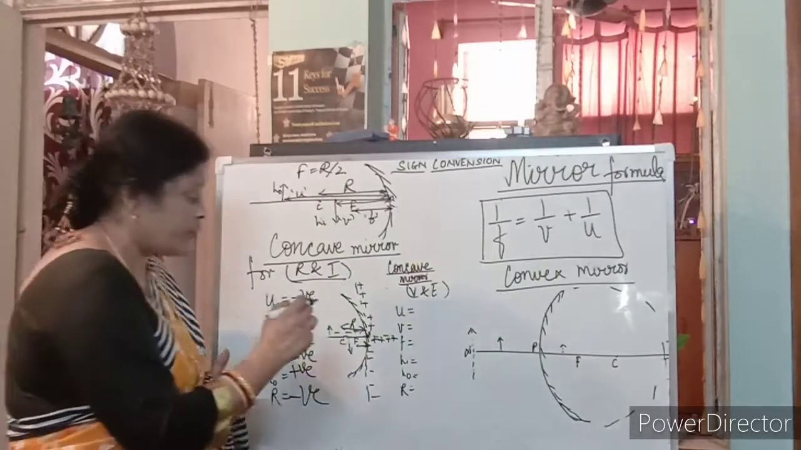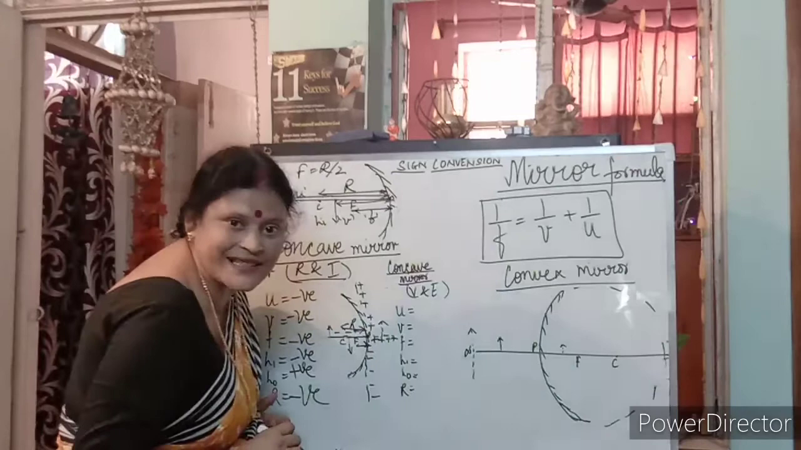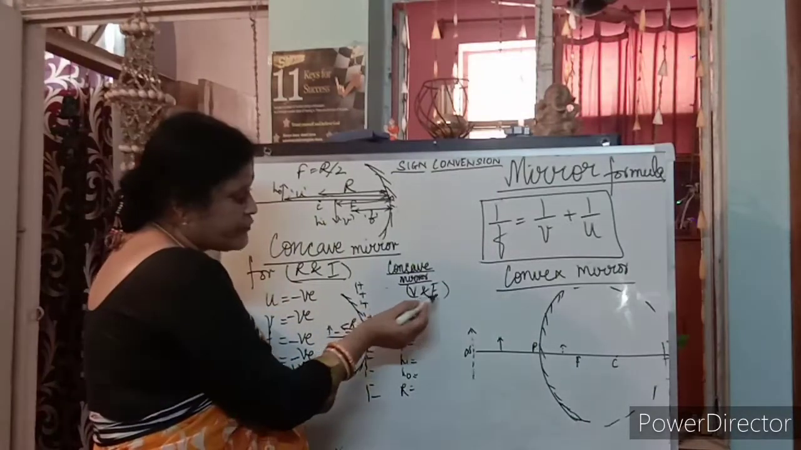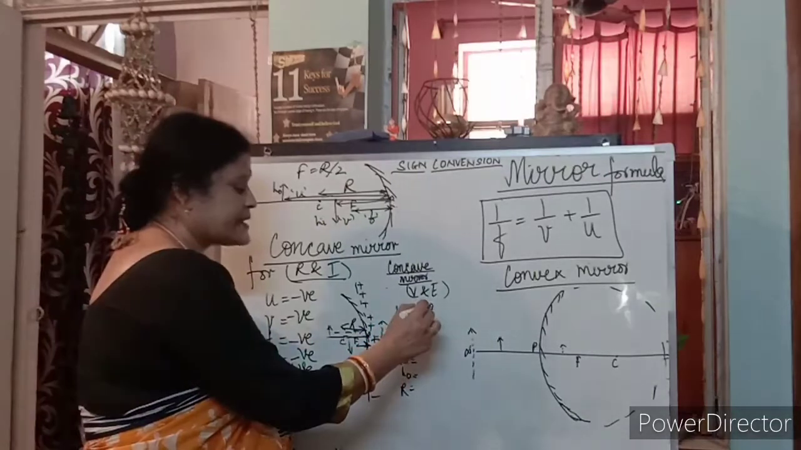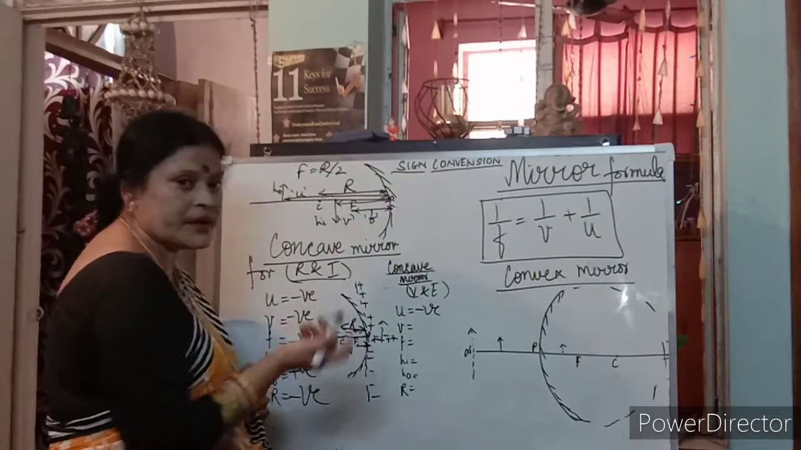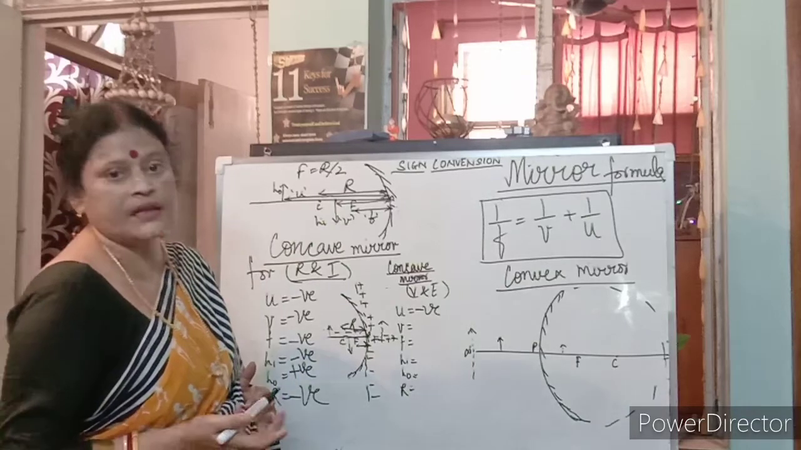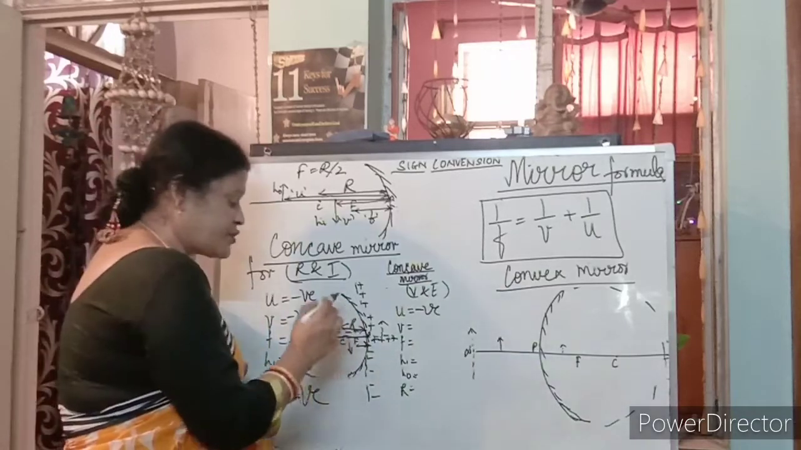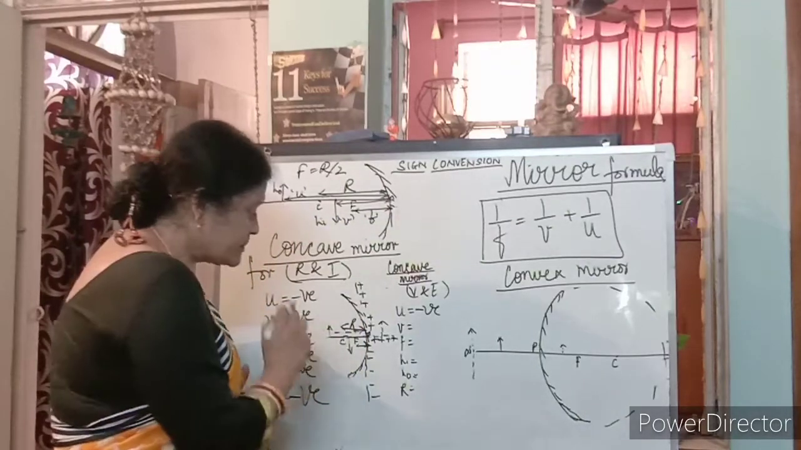Virtual and erect, which is towards this side, has been formed. Am I right with dotted? Yes. So now for virtual and erect, U will always be negative because it is in front of the mirror. Simple. You can't keep the object behind the mirror, nothing will happen then. Object is always negative because it is in front of the mirror, right?